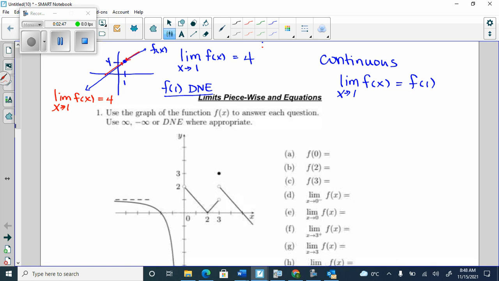Now, if f of 1 is 4, then we know from the left and the right it's approaching 4, and as it goes to the value, it approaches 4. So it's going to keep running. Left, right, it's going to go straight through. So it would be continuous at 1, because the value at 1 and the limit at 1 are the same thing. It's just what it is from the left and the right.